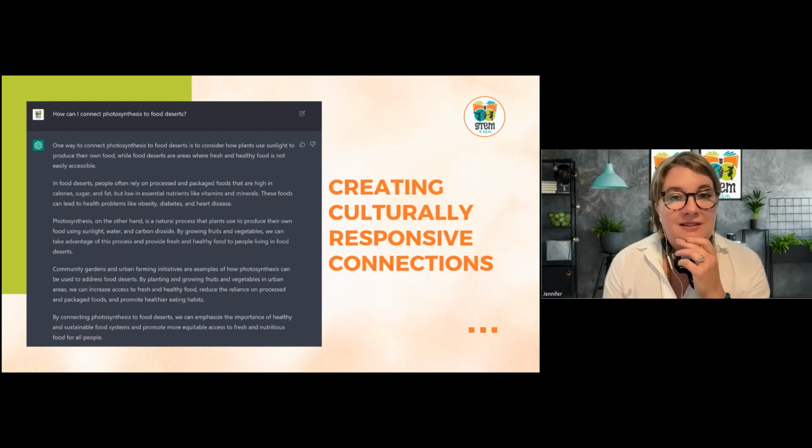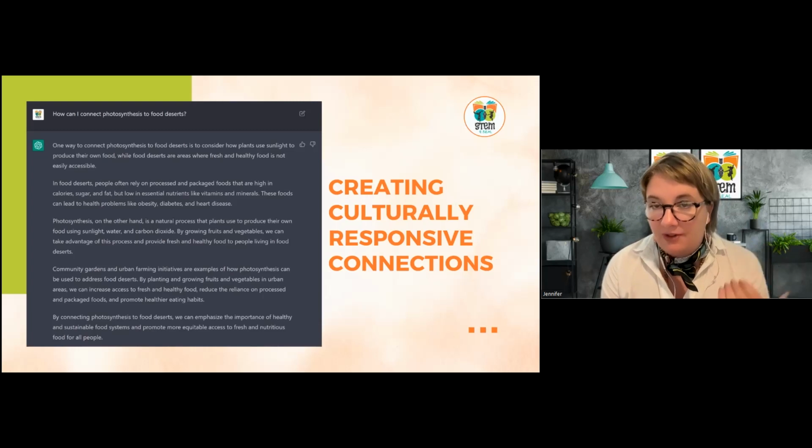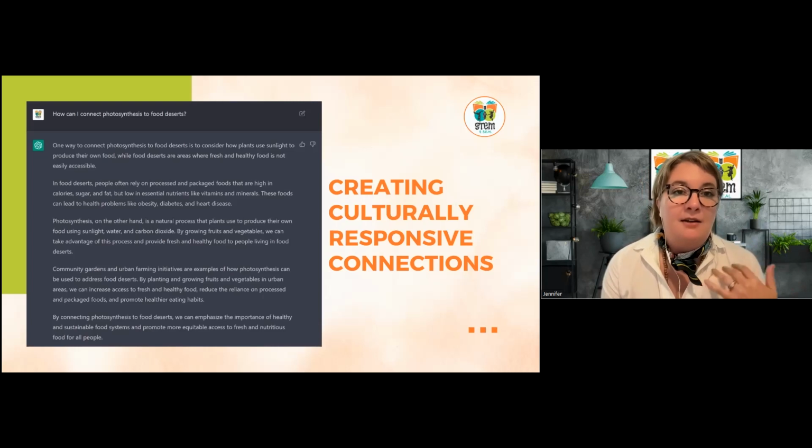So we've got some culturally responsive connections that we can make between food deserts, where people are relying on highly processed foods that are typically very dense in calories, high in sugar, fat laden, but they're lacking in a lot of vitamins and minerals. So we see that this leads to health problems, diabetes, and heart disease. And so that is the problem that we're trying to address.